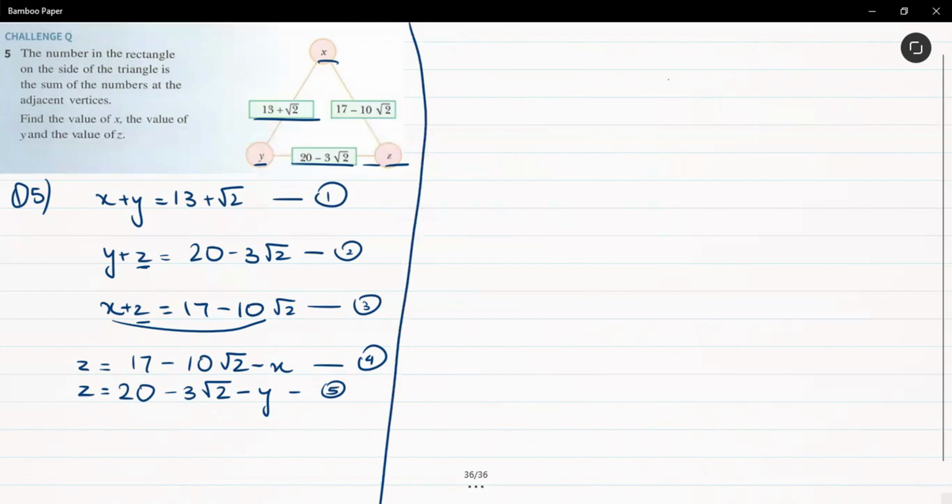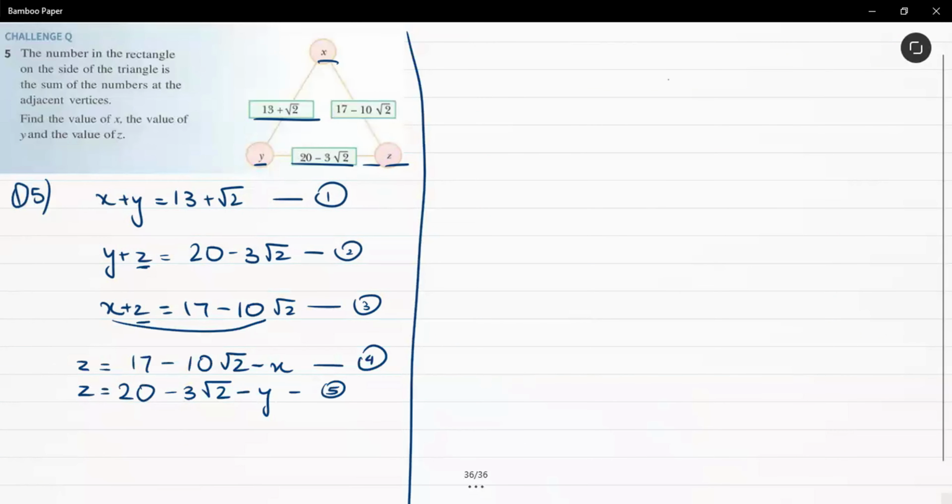Now what I'm going to do is put equation 4 and 5 as equals, because this is z and this is z. I have two equal equations. Okay. So we have got two equations in terms of z, and we can replace the z. So 17 minus 10 under root 2 minus x would be equal to 20 minus 3 under root 2 minus y. I hope it's clear till now.